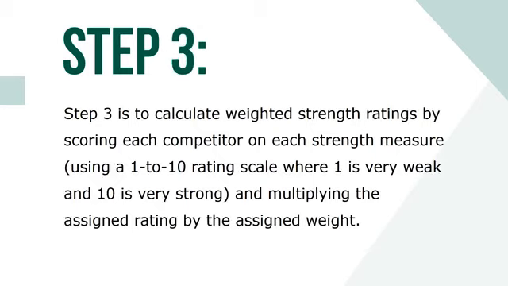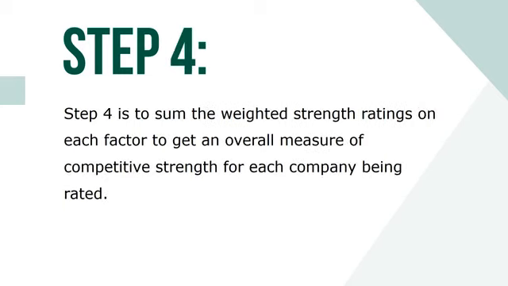Step 3 is to calculate weighted strength ratings by scoring each competitor on each strength measure, using a 1 to 10 rating scale where 1 is very weak and 10 is very strong, and multiplying the assigned rating by the assigned weight. Step 4 is to sum the weighted strengths on each factor to get the overall measure of competitive strength for each company being rated.